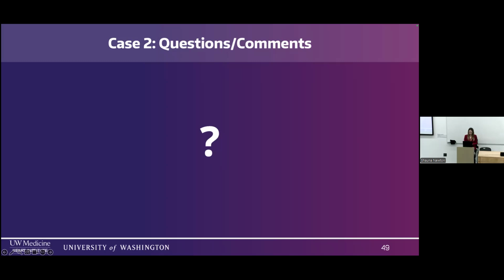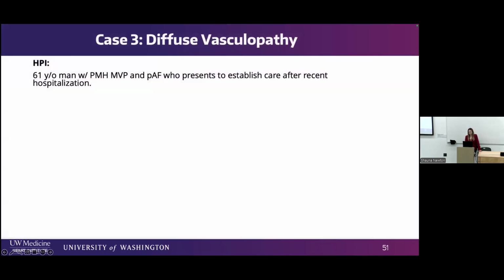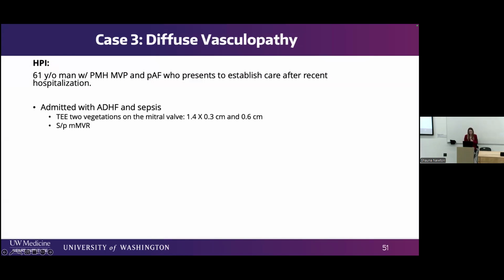Thank you all for your comments. We'll move on to our last case, which is a case of diffuse vasculopathy. We have a 61-year-old man with a past medical history of mitral valve prolapse and paroxysmal AFib who presents to establish care after a recent hospitalization. I'm going to put you all in the shoes of the cardiologist seeing him for outpatient management.